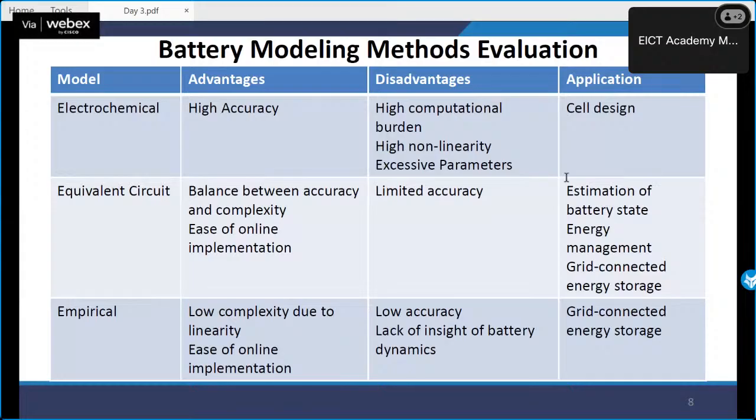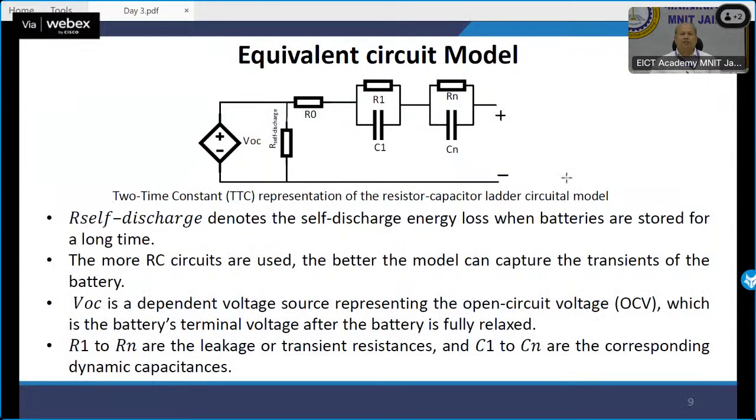The merit is balanced between accuracy and complexity, e.g. of online implementations, and the disadvantage is limited accuracy, and application is estimation of battery state, energy management, grid-connected energy storage. So you can have different models with minor changes here and there. They're basically representative models. Then you can go for an empirical model, with low complexity due to linearity and ease of online implementation. However, the limitation is low accuracy, lack of insight into battery dynamics. And application is certainly grid-connected energy storage systems.